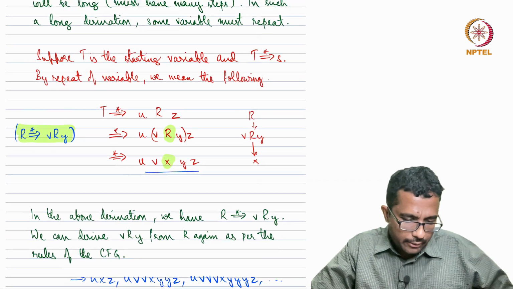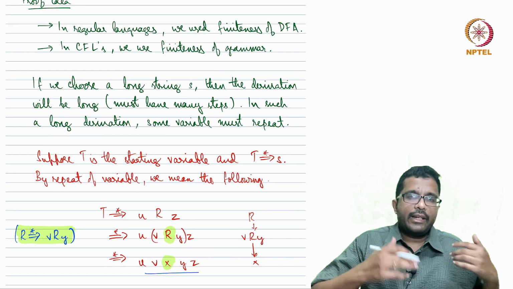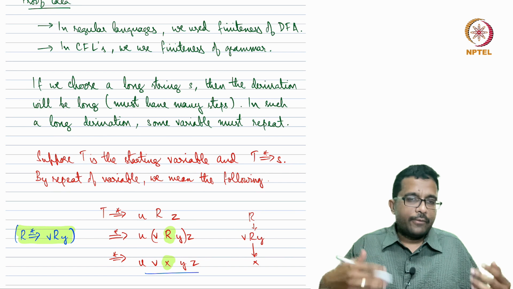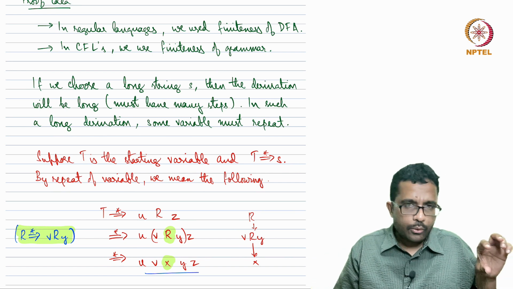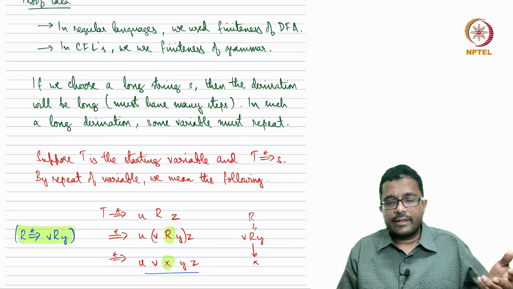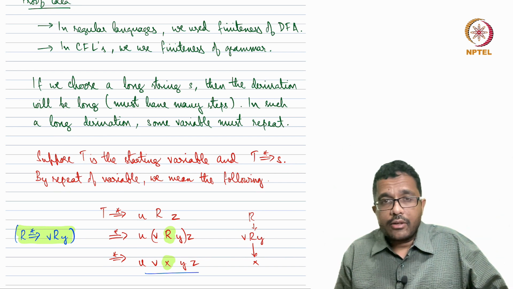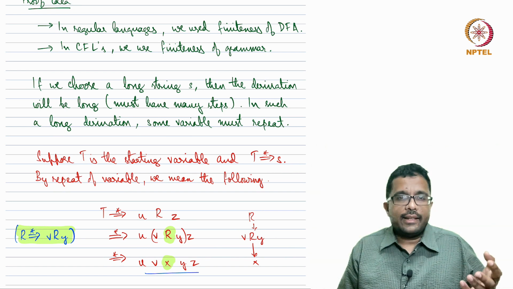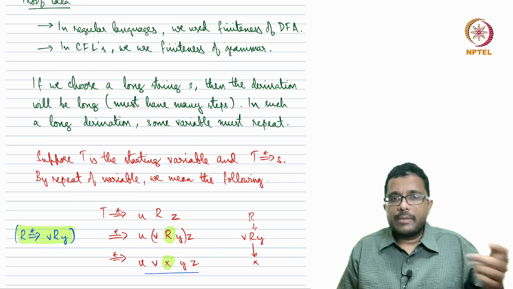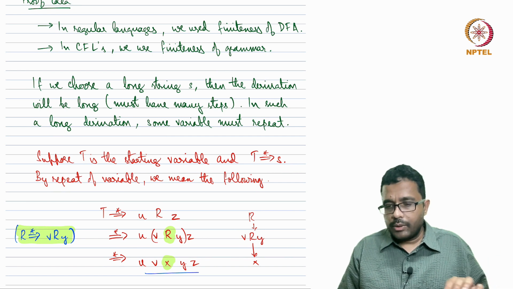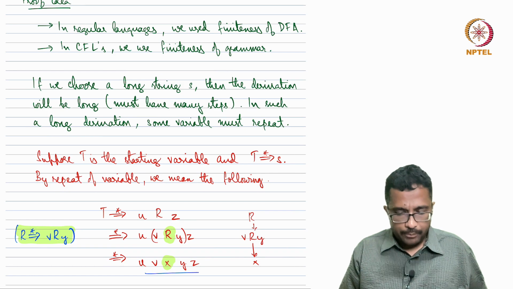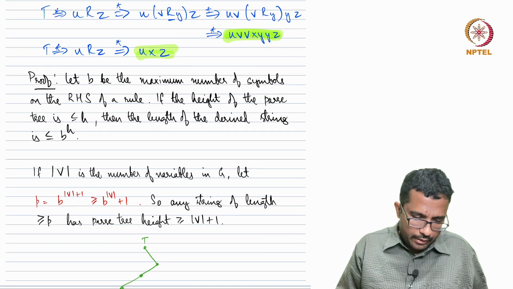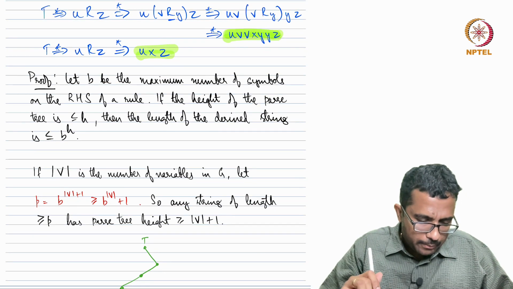So the only thing we need to formalize here is that I just said a hand wavy thing: if the string is long, the derivation is long, and then some variable must repeat. Once we quantify these things, what do I mean by if the string is long, what do I mean by the derivation is long, and how can we conclusively say that some variable must derive itself, then the proof is there. That's the proof. So let's go to the formal proof.